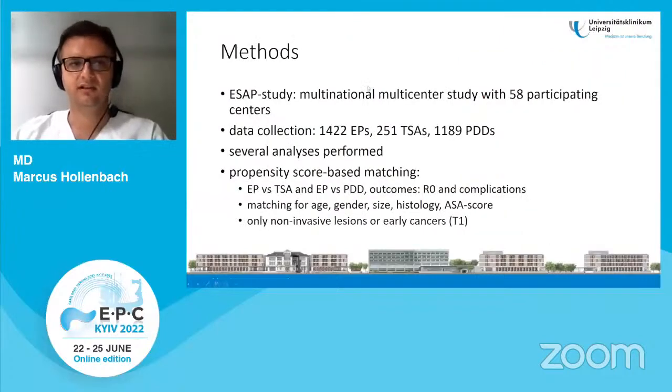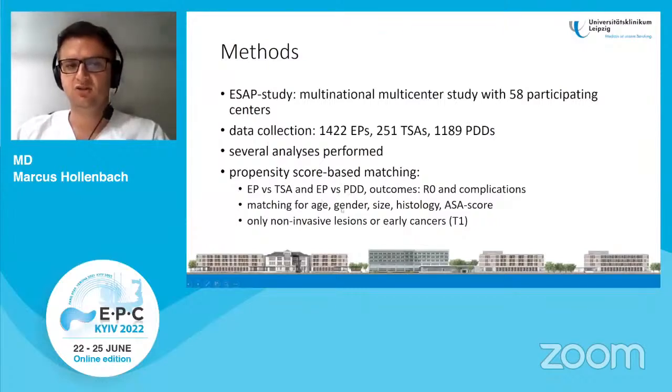In our so-called ESAP study, we included 58 centers and performed a multinational, multicenter study. We were able to collect data from more than 1,400 endoscopic papillectomies, more than 250 TSAs, and more than 1,100 PDDs. At the moment, there are several ongoing projects, and today I will present the data of a propensity score-based matching analysis. We compared the efficacy and the complications of papillectomy compared to the TSA and papillectomy compared to the pancreatic duodenectomy.